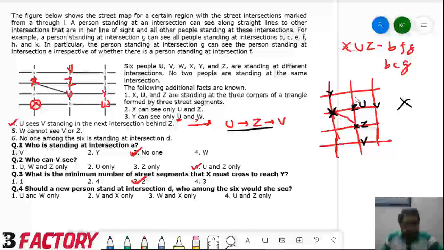Should a new person stand at intersection D, who among the six would see? If somebody is standing at D, X can see it, W can see it. There's no one else, so X and W can see it. So the answer will be option 3. So this was set number 1.